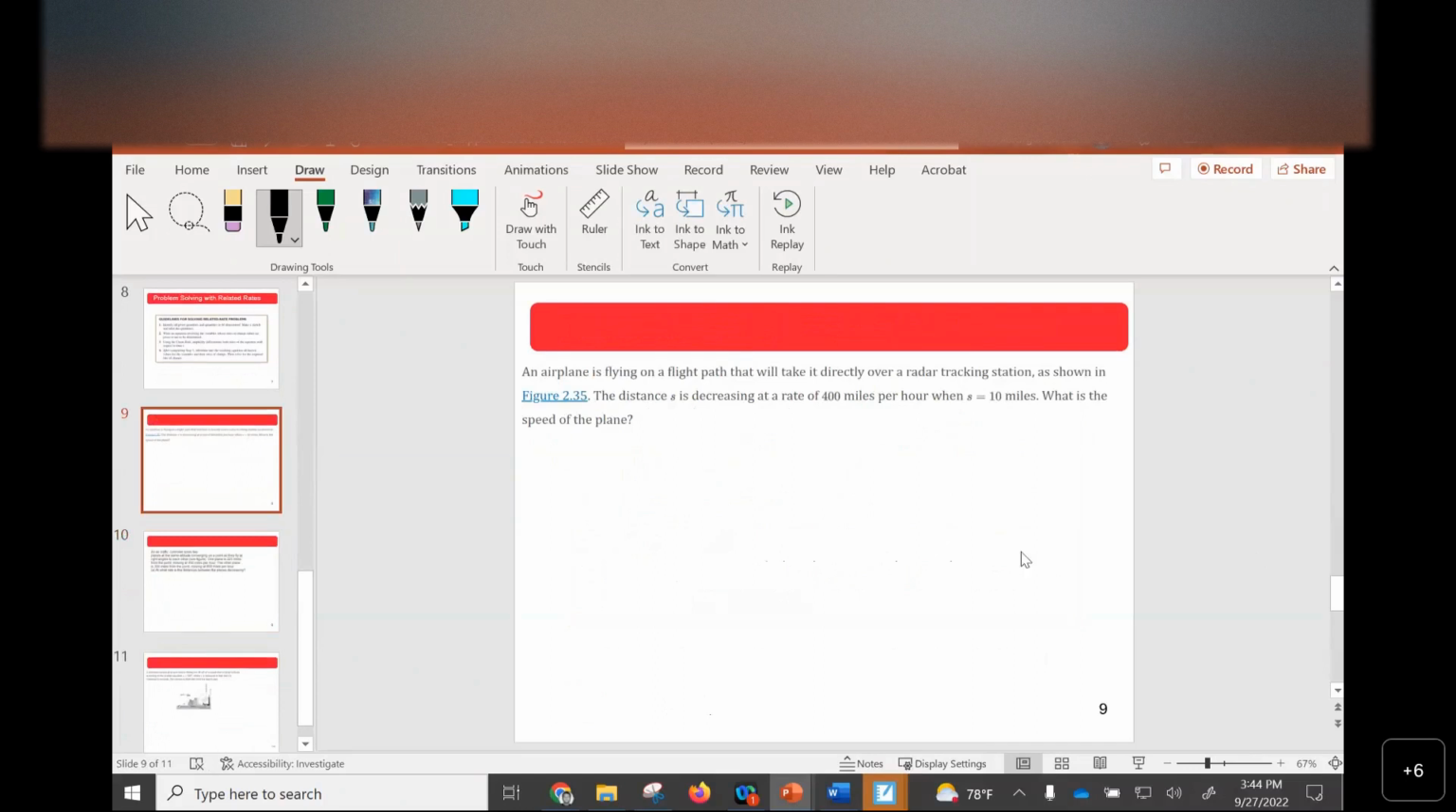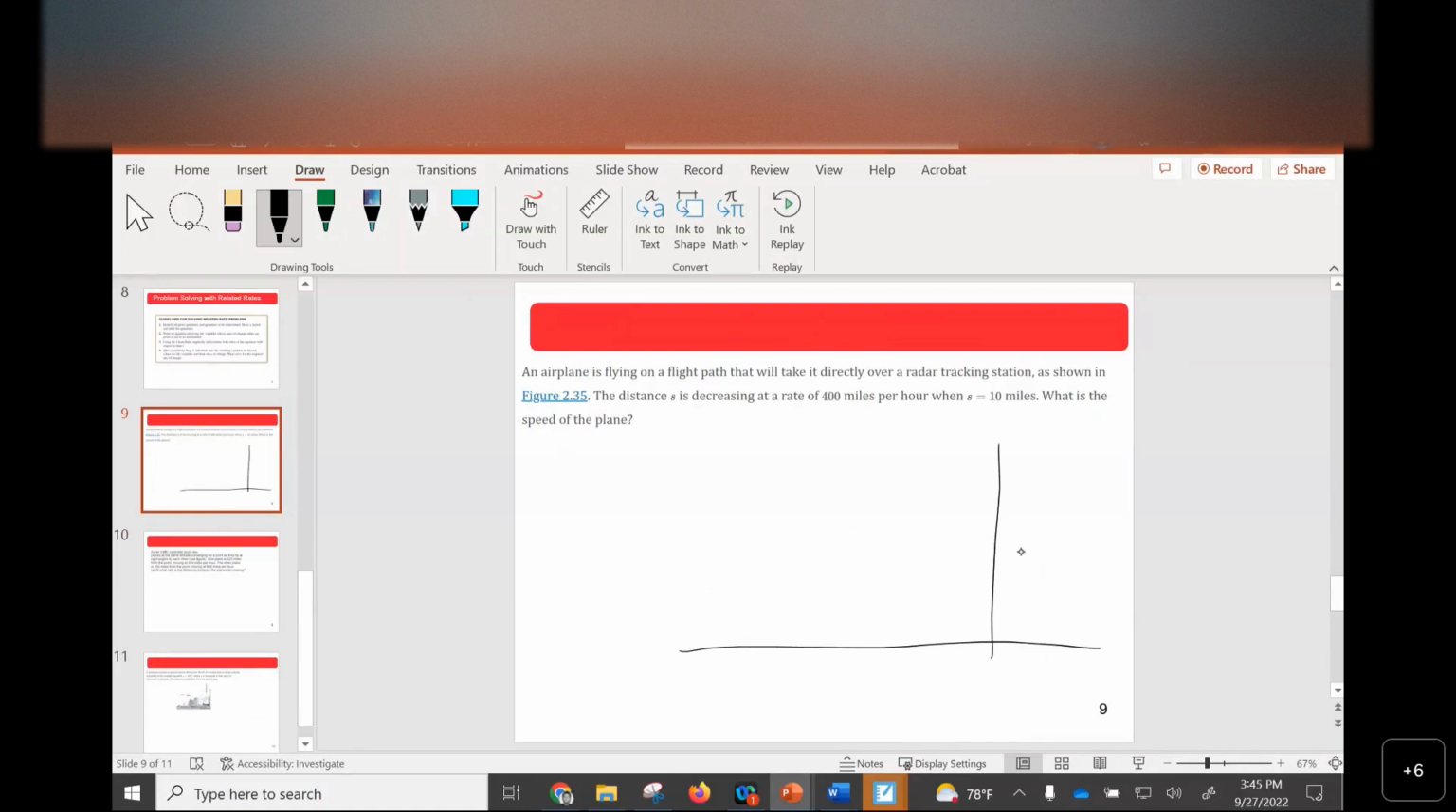Where's my cube? Oh, let's try this one. An airplane is flying on a flight path that will take it directly over a radar tracking station, as shown in a figure that I didn't give you. The distance is decreasing at a rate. Okay, so here's the question. Whenever you do word problems, do I give you the diagram that goes with it or not? In this one, I think you could do this without the diagram. It could be a little tricky. And there's an indication there was a figure. This one's from your textbook, so I'd help you out. Let's see if we can figure this out.